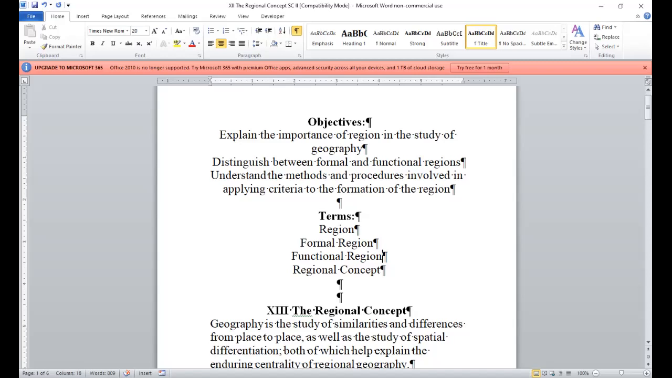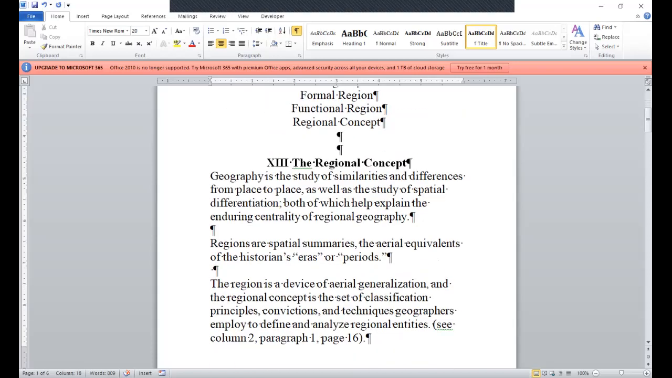And then the regional concept, right? The regional concept is the overarching criteria behind a region and how that is dubbed and constructed. So again, one of my favorite concepts of the entire course, the actual criteria of it. Let's take a look at this particular section here.